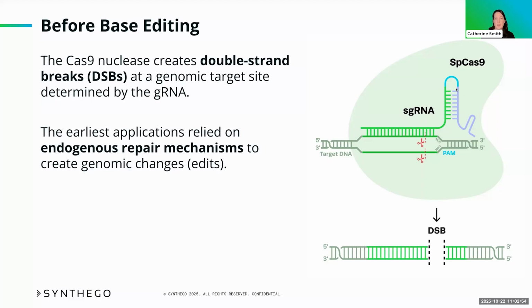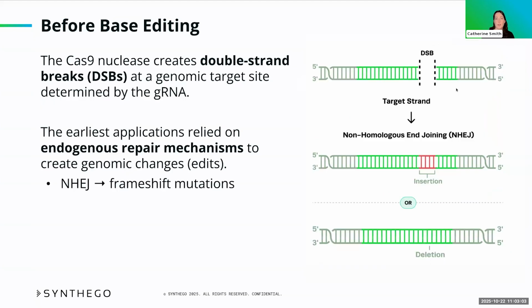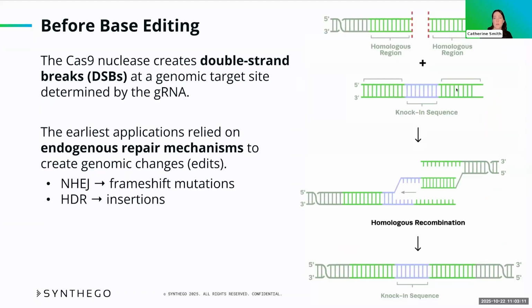The first applications of CRISPR-Cas9 genome editing relied on the endogenous repair mechanisms to create genomic changes or edits in the cells. Error-prone non-homologous end joining can be used to create disruptive frameshift mutations, while homology-directed repair can be leveraged to precisely insert or knock in sequences that are encoded on a homology-directed repair template.